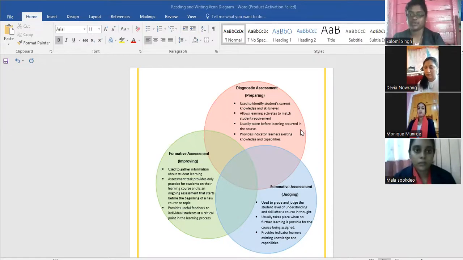Yes, totally agree with you, Ms. Alicia. As we said, and as seen in this Venn diagram here, the diagnostic assessment is basically the preparation stage. It prepares the learners for whatever it is that we have to teach them.